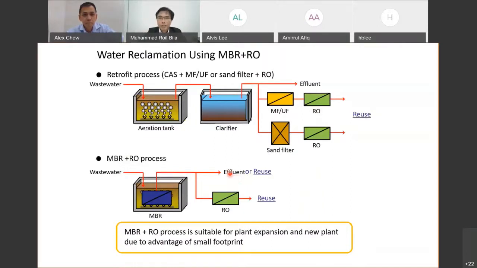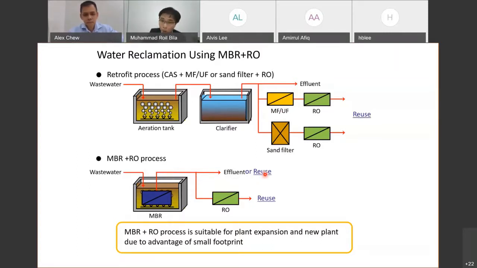Okay. So you see here that if you use activated sludge, you have an aeration tank, you have the clarifier. To be able to reuse, you either need to go first to sand filter and RO to meet the quality, or you will need to use a pre-treatment for your RO using microfiltration and ultrafiltration followed by RO. So if we have MBR, depending on the purpose, we can directly use the effluent if the quality meets requirement.